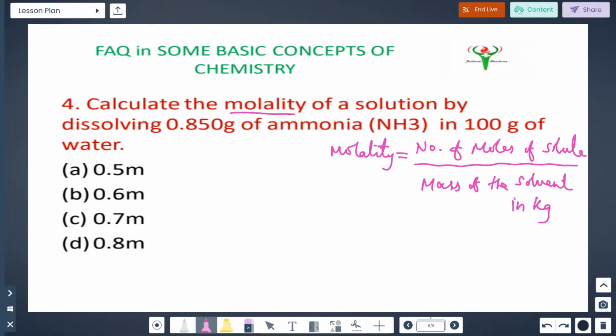Molality means we should consider mass. Molarity means we should consider liter. Understood? So you have to differentiate and study. Then only you will understand and can solve the sum. This is the formula.